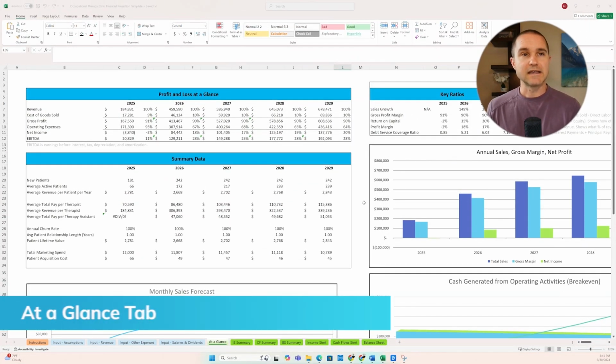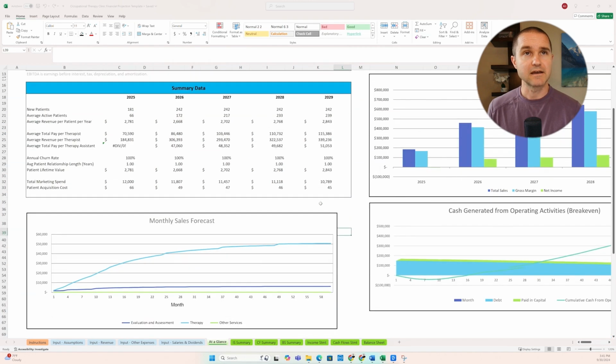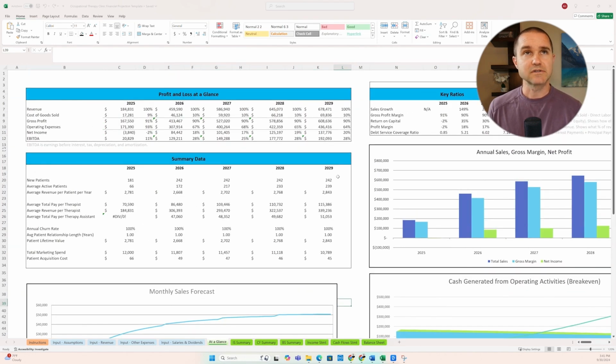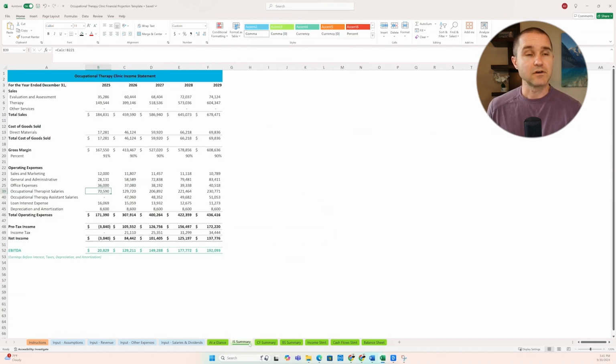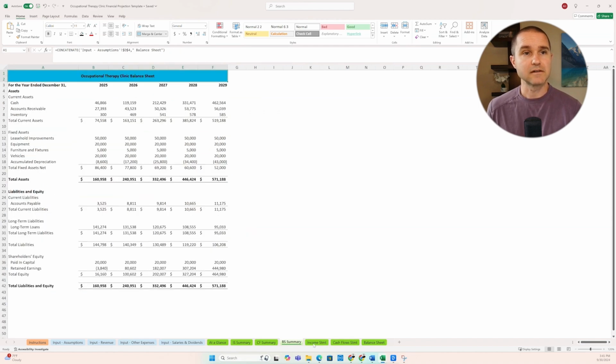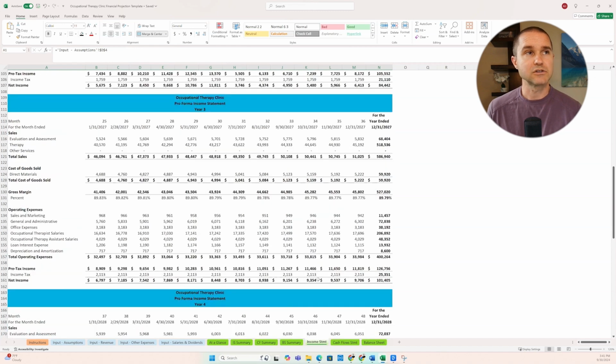Okay, so I am on the At a Glance tab, and this is kind of the end of the process. After you have completed all of the assumptions tabs on the projection spreadsheet, this is where you're going to get an at a glance view with a couple of different charts and graphs and tables, key ratios, and summary data. You're also going to get a 5-year income statement summary, 5-year cash flow summary, a 5-year balance sheet, and then the income statement and cash flow all broken down by month for each of the 5 years. So that's going to give you everything that you would need to present to an SBA lender.